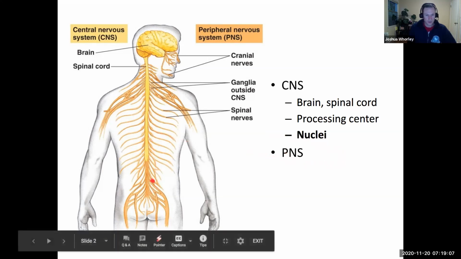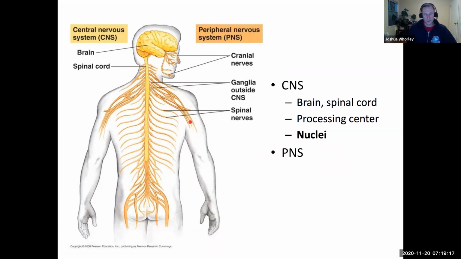And then the rest of this in orange is the peripheral nervous system. This is all peripheral nerves, so sensory neurons that are carrying information toward the spinal cord. Those are all part of the peripheral nervous system. Even multiple motor neurons that are just out here are part of the peripheral nervous system. We're going to see that components of the spinal nerves and some of these cranial nerves here are part of the peripheral nervous system.